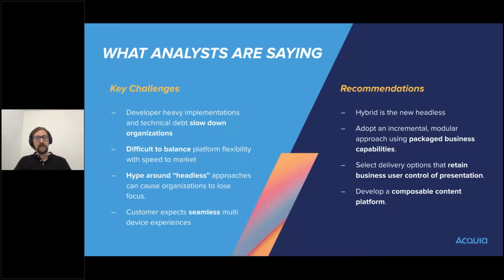A lot of the stuff we're going to be talking about today are things that I and Acquia in particular have been saying for a while, but this is not just us. We are hearing this in the industry from analysts and from other experts in the field. So a lot of the key challenges that organizations have today are having a lot of technical debt, having IT or developer heavy implementations, which causes IT to become a bottleneck, which they don't want. Trying to find the balance between being very flexible, but being able to move very quickly. A lot of times those seem like they're opposites.